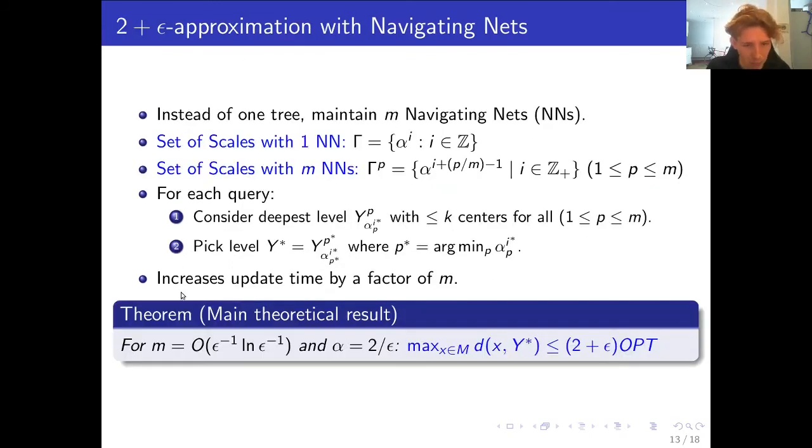And so the main theoretical result which we're able to show is that when we set m to epsilon to the minus 1 times ln of epsilon to the minus 1, and alpha to 2 over epsilon, then we can show that the level we output is always a 2 plus epsilon approximation. So basically that's the main theoretical result. The details for this approximation guarantee you can find in the paper, but note that this always holds. So we don't need a bounded doubling dimension or something. This only affects the running time. Okay.